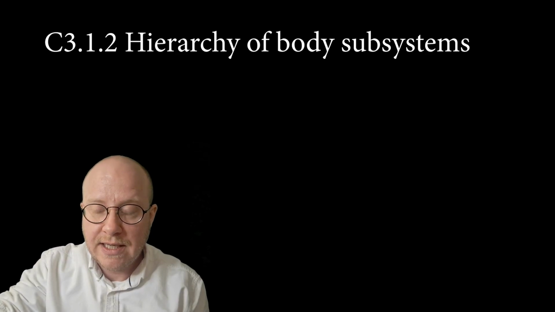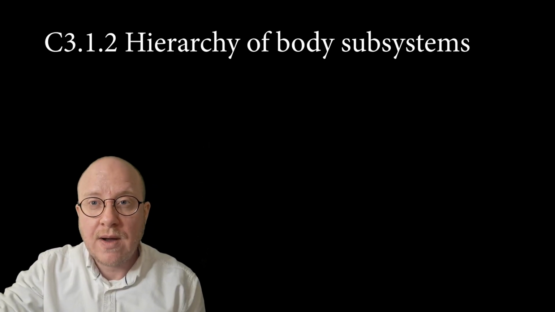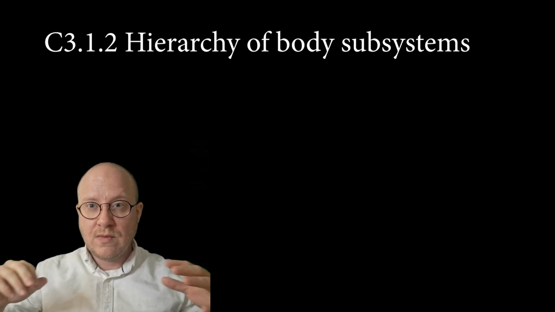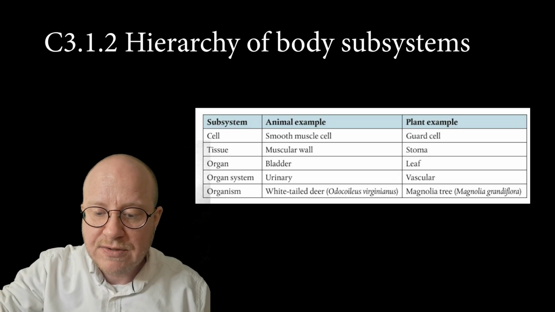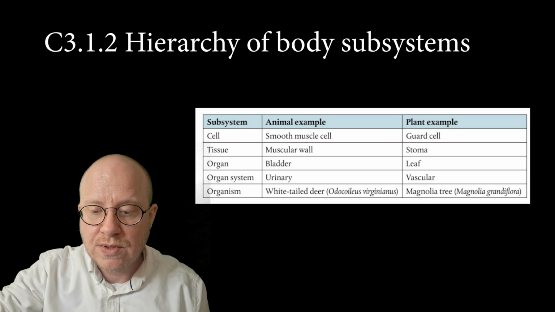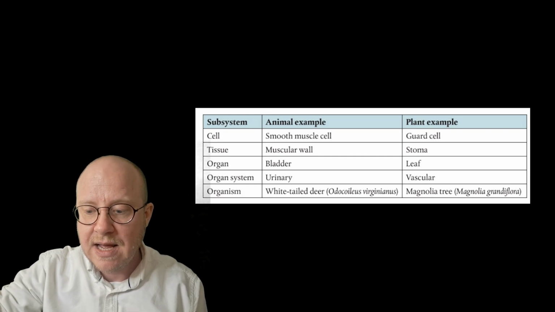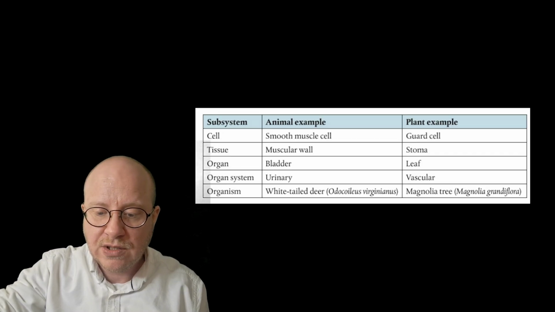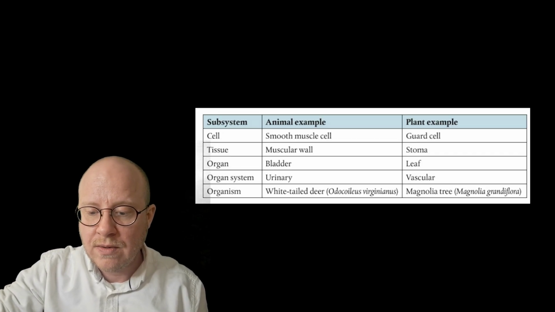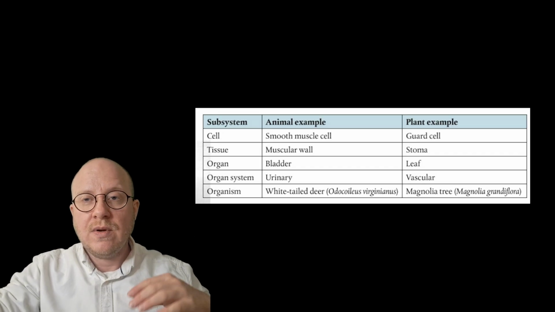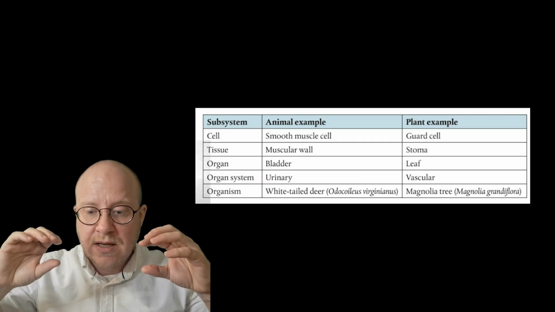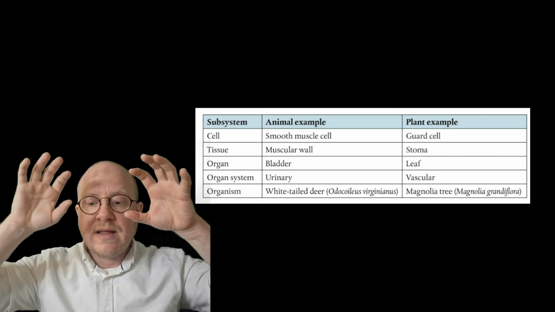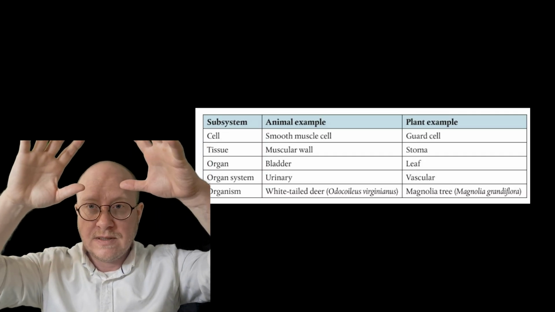Next subsection, C.3.1.2, hierarchy of body subsystems. So hierarchy, what is the importance level of the different systems? Here's the key understanding. Cells, tissues, organs, and body systems as a hierarchy of subsystems that are integrated in a multicellular living organism. So the base level is cells, that's the smallest level, and they're organized into tissues, and the tissues are organized into organs, and the organs are organized into body systems. So that's the hierarchy.